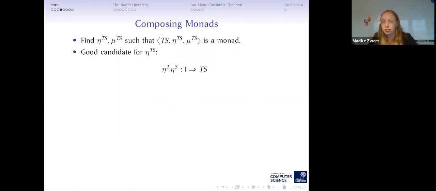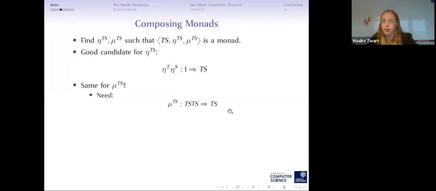You can just compose the two component units to form a new unit. That works beautifully well. The multiplication is a little bit more difficult, because what we want for the composite monad multiplication is to have a type from TSTS to TS. But if I look at the component multiplications and I just put them together like I did with the units, I get something from TTSS to TS, which just doesn't fit.